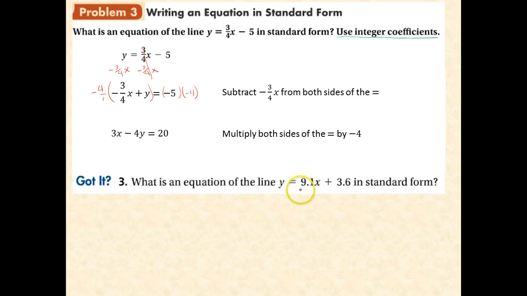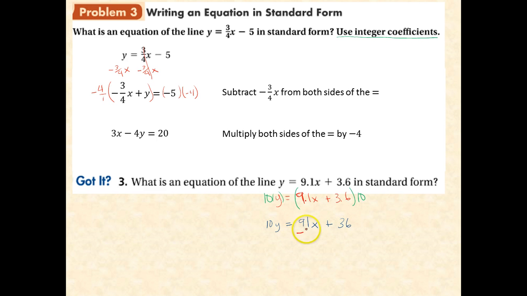Alright, I hope you were able to figure that out. Here's what we got. We got y equals 9.1x plus 3.6. And what I'm going to do right now is get rid of these decimals. If I multiply both sides of this equation by 10, I would get 10y equals, and 10 times 9.1 is 91x, plus 10 times 3.6 is 36.